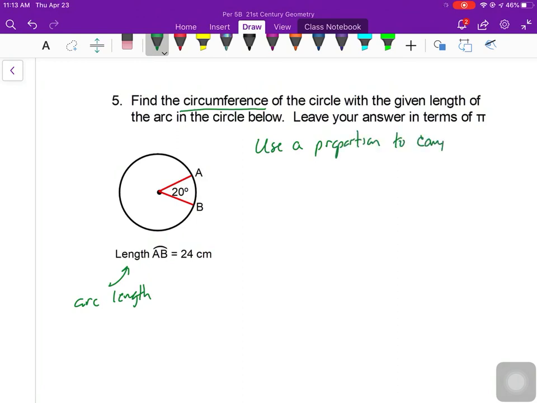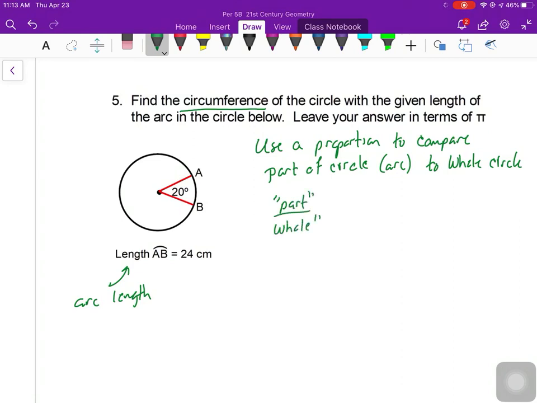And we're going to compare the part of the circle, which is the arc, to the whole circle. Now, just to remind you, we're comparing the part to the whole. So to begin with, we have the degrees in the part. So we have 20 degrees in the part. A full circle, the degrees is 360.